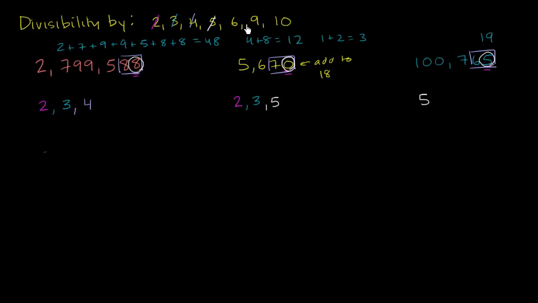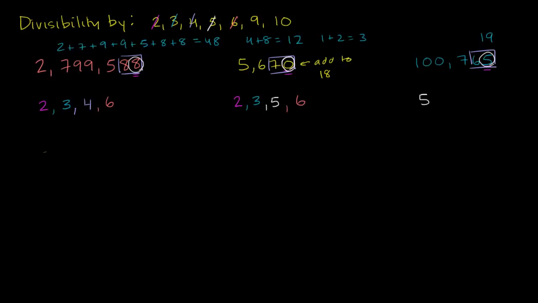Now the number 6. The simple way to think about divisibility by 6 is that you have to be divisible by both 2 and 3 in order to be divisible by 6, because the prime factorization of 6 is 2 times 3. So here we're divisible by 2 and 3, so we're going to be divisible by 6. Here we're divisible by 2 and 3, so we're going to be divisible by 6. If you were divisible by just one of them, then you wouldn't be able to do this. You have to have divisibility by both 2 and 3. And here you're divisible by neither 2 nor 3, so you're not going to be divisible by 6.